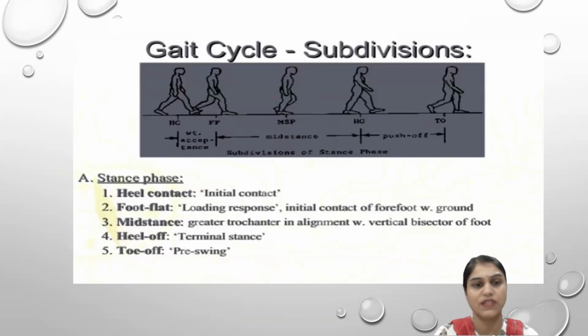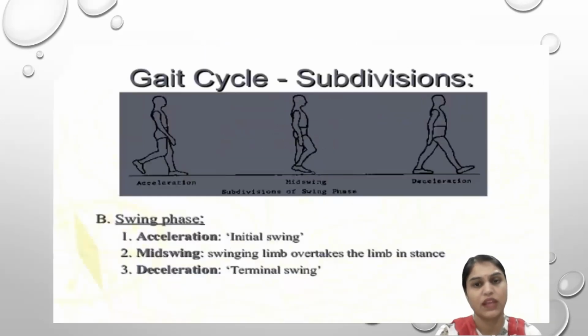Gait cycle subdivision. Stance phase: heel contact, initial contact; foot flat, loading response, initial contact of the forefoot with the ground; mid stance, greater trochanter in alignment with the vertical bisector of the foot; heel off, terminal stance; toe off, pre-swing. Swing phase: acceleration, initial swing; mid swing, where the swinging limb overtakes the limb in stance; deceleration, terminal swing.